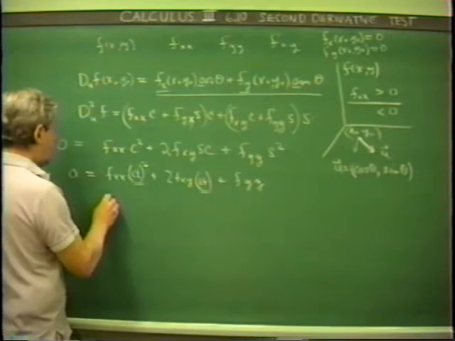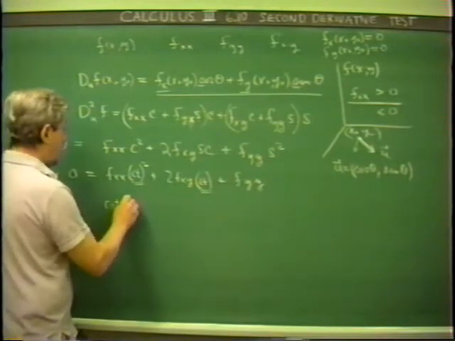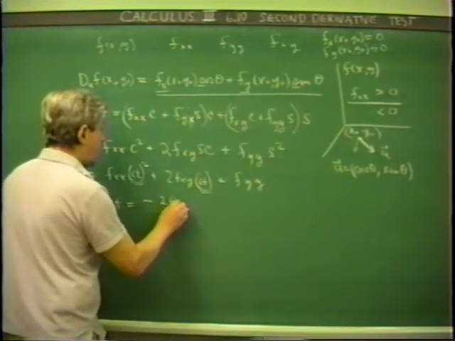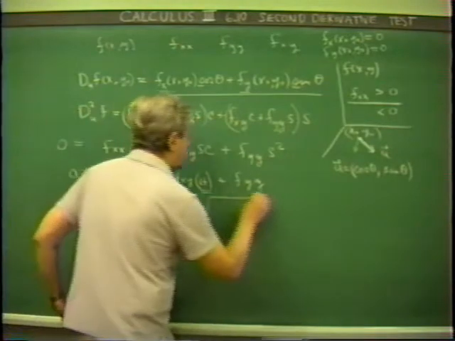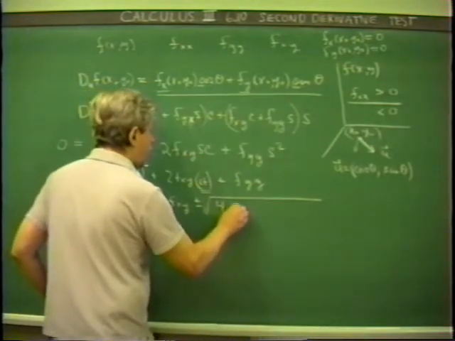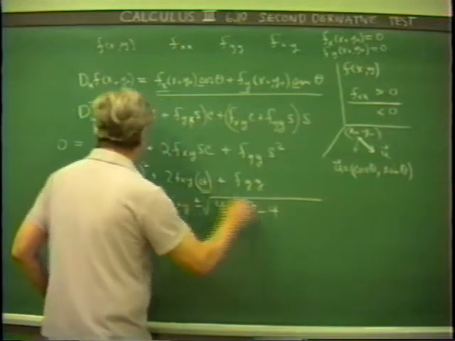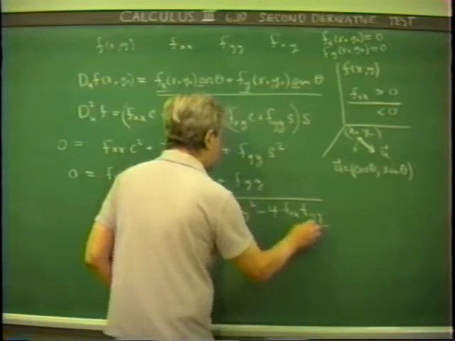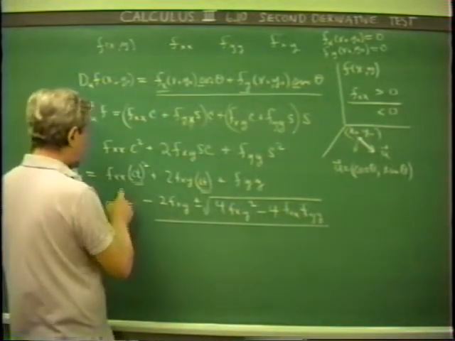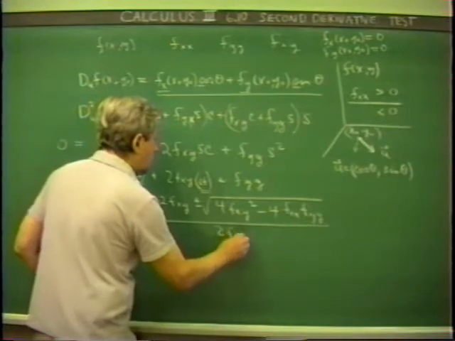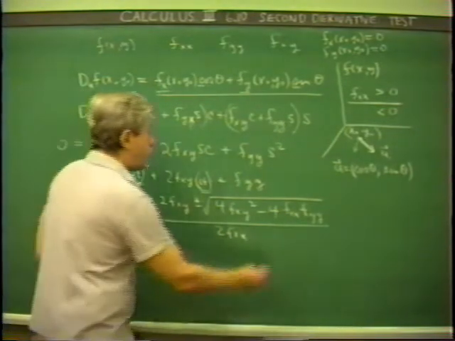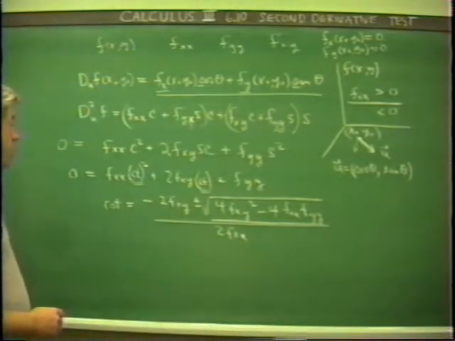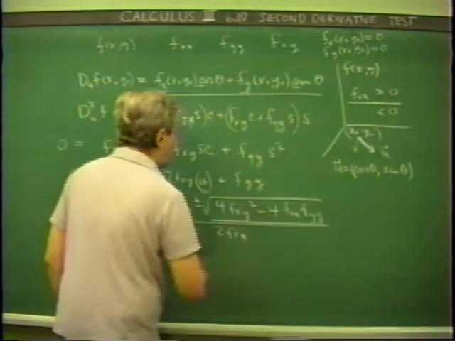So we want to know when this is equal to 0. And this is a quadratic in cotangent. So this is going to be equal to 0 when cotangent is equal to minus b, let's say minus 2fxy plus or minus the square root of 4fxy squared minus 4 times fxx times fyy over 2 times fxx.